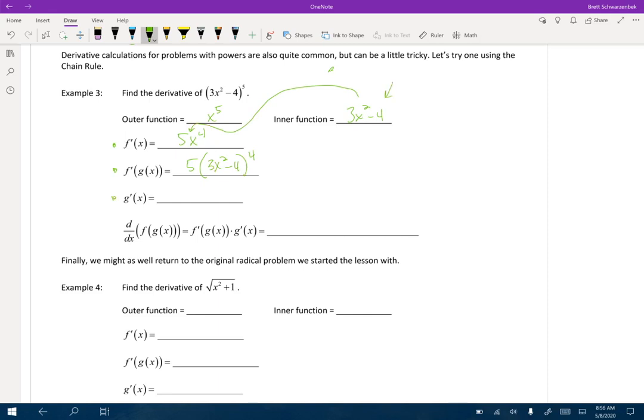That looks like it's going to be just 6x, which means if I want to find the derivative of the composition, I'm going to take the first one and multiply this guy by this guy. Again, you wouldn't leave it that way. You would move the 6x to the front and get 30x times (3x squared minus 4) to the fourth. Okay, and that is our derivative.